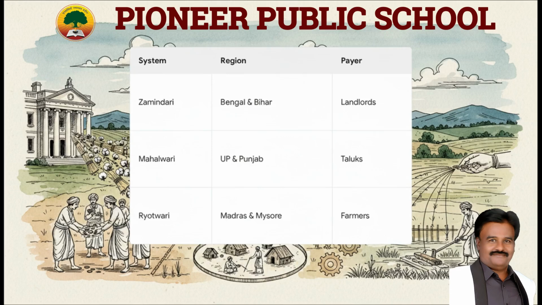Well, they built a massive extraction engine through three distinct land tax policies. In the East, they set up the permanent Zamindari system, empowering landlords to collect taxes. In the north and central areas, they used the Mahalwari system, taxing entire village communities. And down in the south, they used the Ryotwari system, taxing the individual farmers directly. While the methods varied, the ultimate result was the same everywhere. Land became a highly commercialized commodity, and agriculture was completely reorganized to produce cash crops for factories back in England.